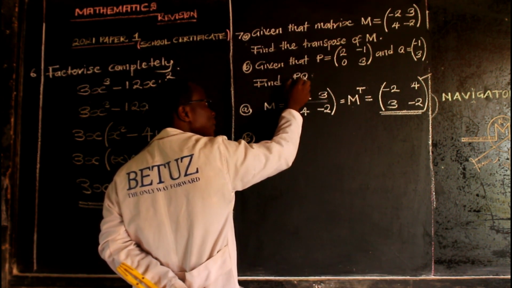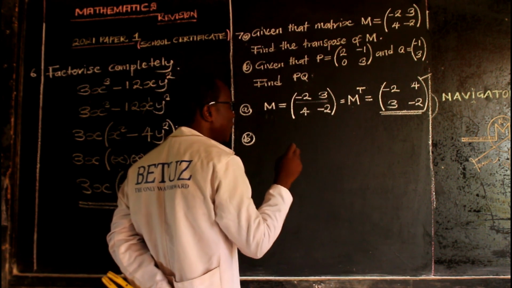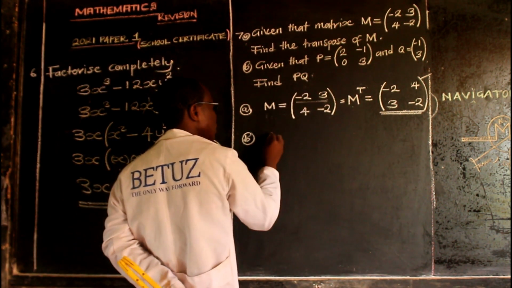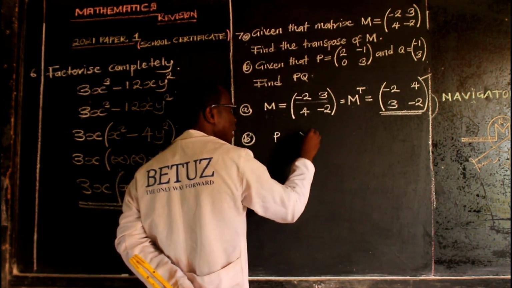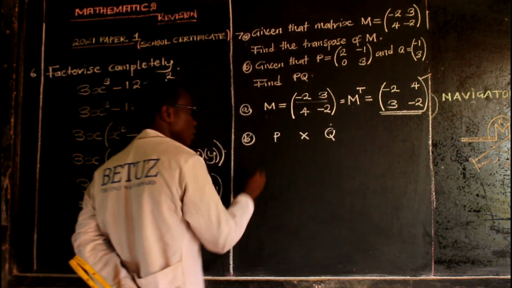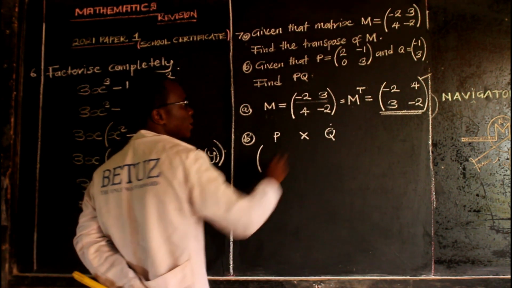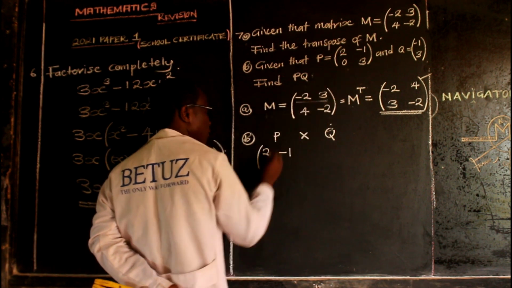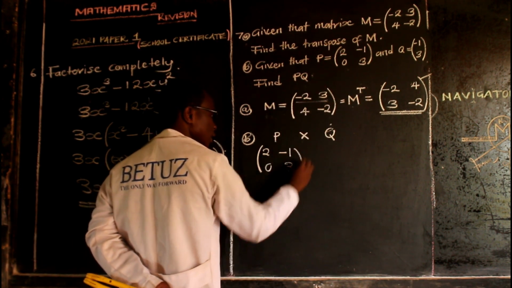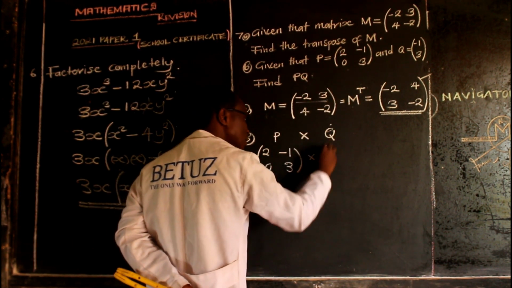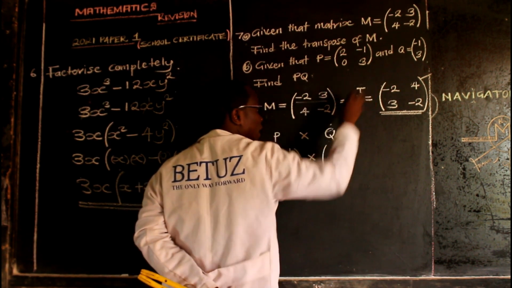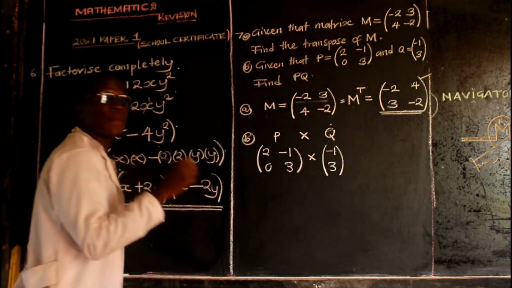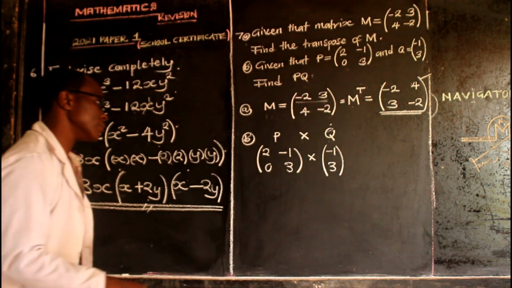The entries of matrix P by the entries of matrix Q using rows and columns. So you just need to multiply P by Q. What are the entries of matrix P? You have been given positive 2, negative 1, 0, and 3, multiplied by the entries of matrix Q, which have been given as well: negative 1 and 3. So you simply multiply rows by column.